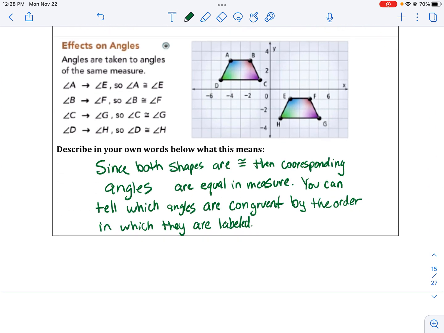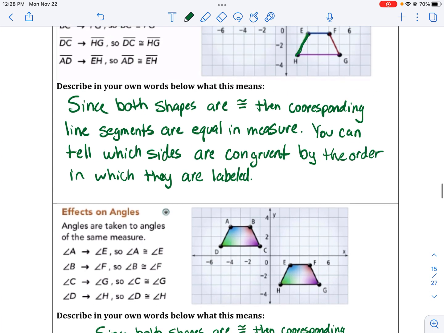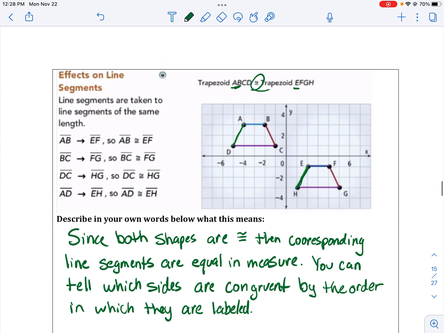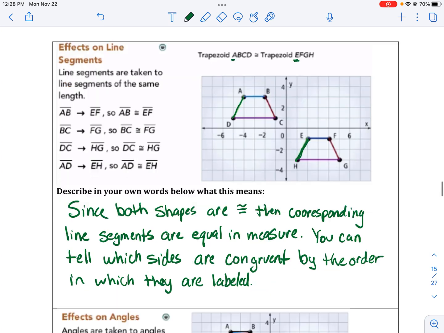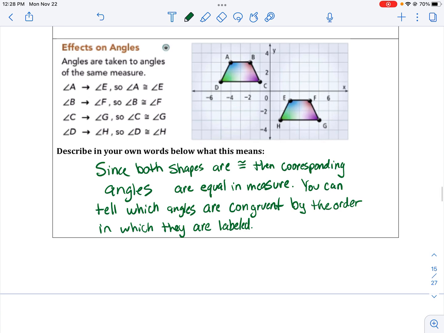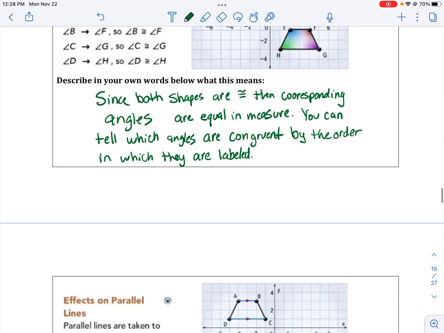Same thing here with the angles. Since both shapes are congruent, the corresponding angles are equal in measure. You can tell which angles are congruent by the order in which they are labeled. So if we go back here to see how it was labeled, angle A is the same measurement as angle E because A was listed first, and then in the image, E is listed first. And you can see how A is shaded in blue, and so is angle E in the picture.